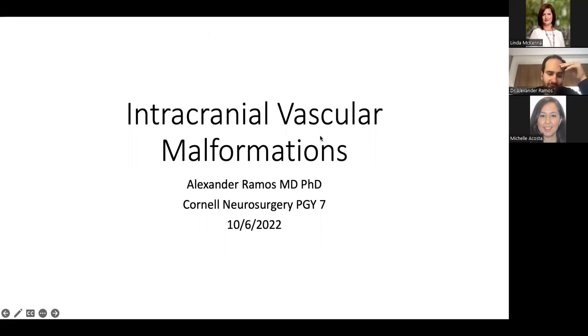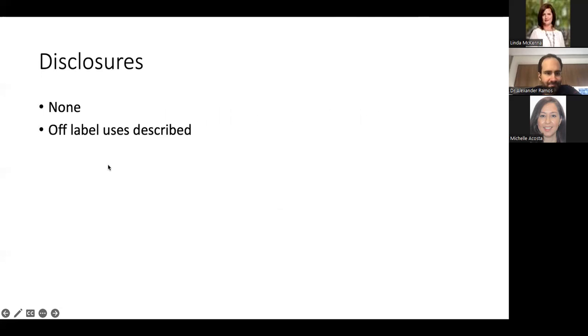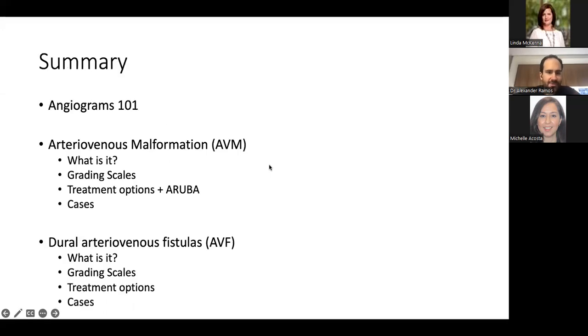And then going over how we treat them, especially endovascularly, which is obviously what I do my fellowship in, which I think is the coolest thing we have in neurosurgery. So my disclosures for CME: I don't have any disclosures, and I describe off-label uses, which I will talk to you guys about. So, summary: as I said, angiograms 101, and then AVMs. What are they? How do we grade them? How do we treat them? And ARUBA, which doesn't make any sense, but will hopefully at the end, and then cases, and then the same thing with fistulas.